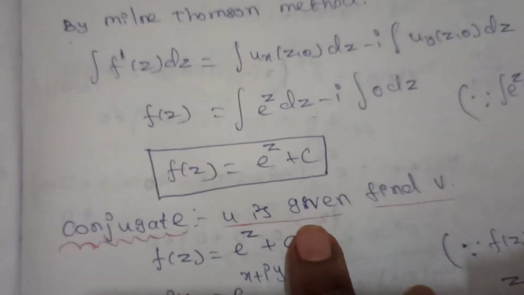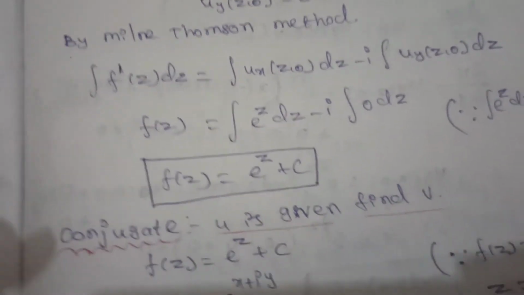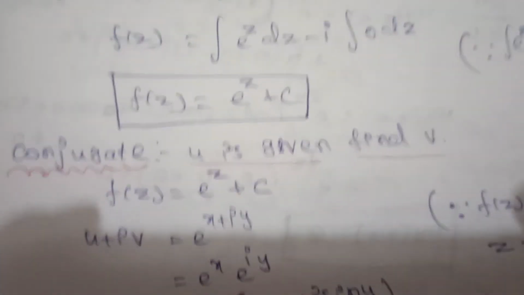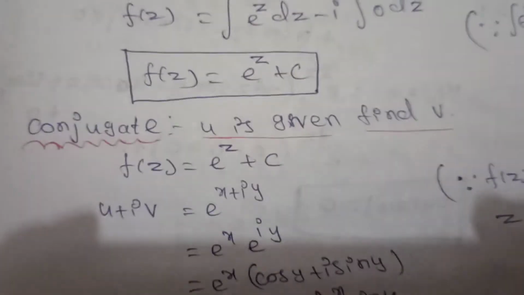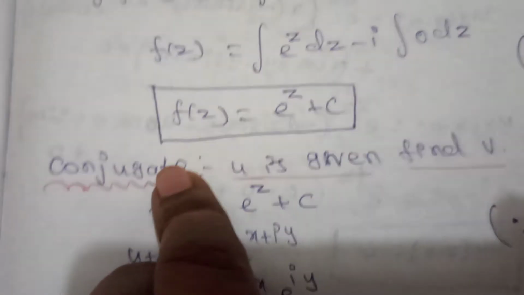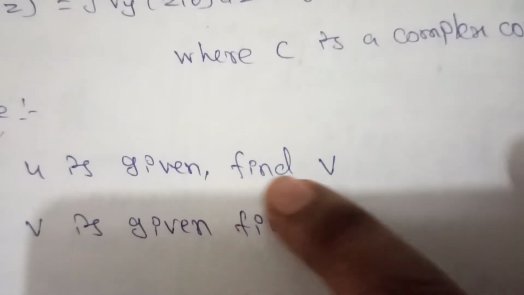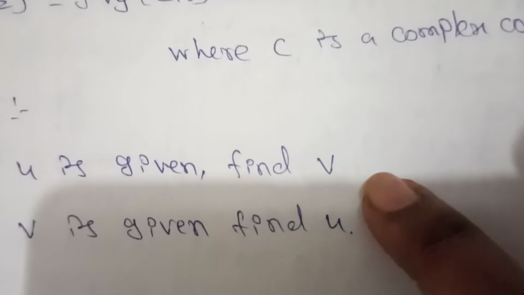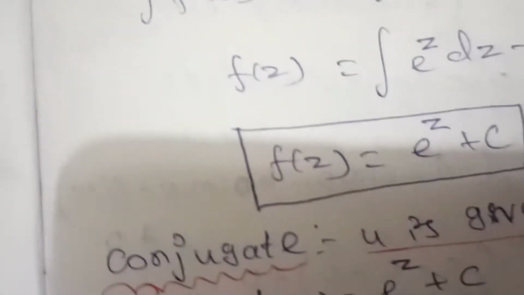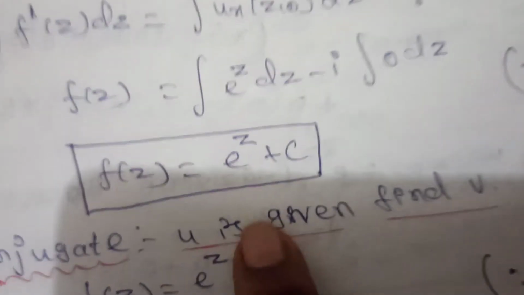So the first condition is finished. Next we want to find the conjugate. The second condition of this problem is to find the conjugate. You already know there are two conditions: when u, the real part, is given, you find the v value. So in this problem, u is given, find the v value.